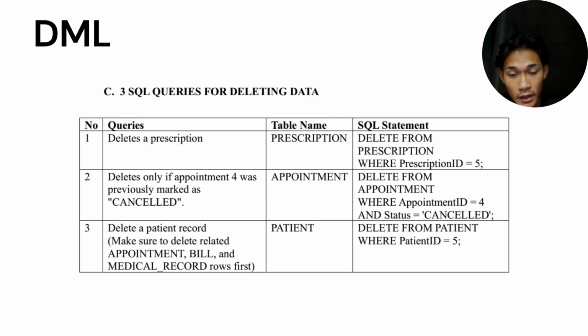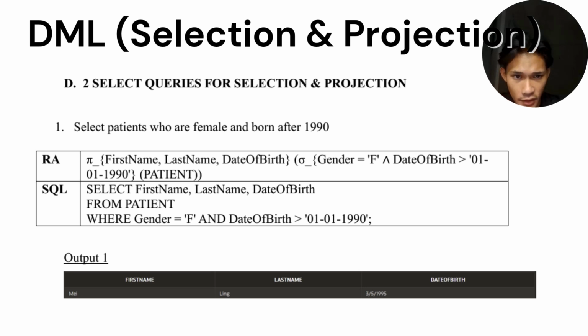Make sure to delete related data from appointment table, bill table, and medical record table first before proceeding to delete a patient record. Okay, so for the selection and projection topic, I have two select queries. So the first one is to select patient who are female and born after 1990. And from the output, I have only one output, which is Mailing, that is female and born after 1990.